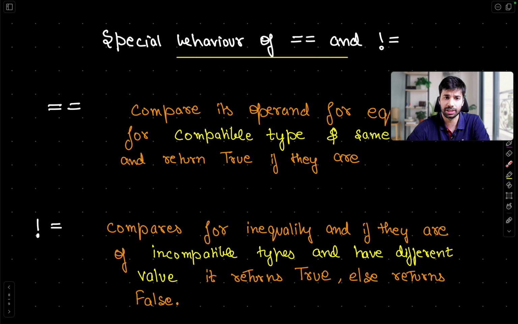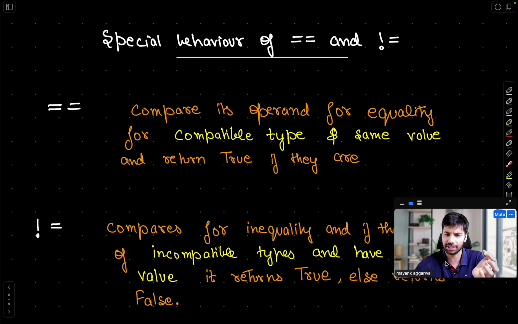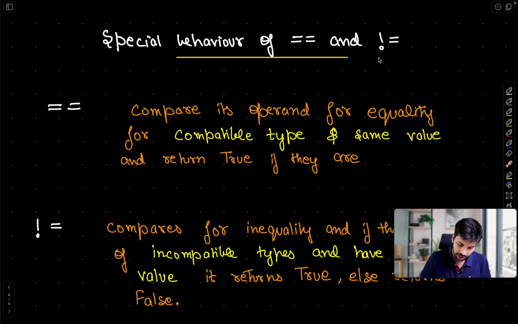So let us understand one more behavior, which is a little important. Special behavior of equal to and not equal to. They are also relationship operators, but they have a slightly special property. It compares the operands, so now the operands and operator are clear, for equality, compatible type and same value, and returns true if they are equal. I forgot to write equal here and wrote notes. Yes, if they are equal.